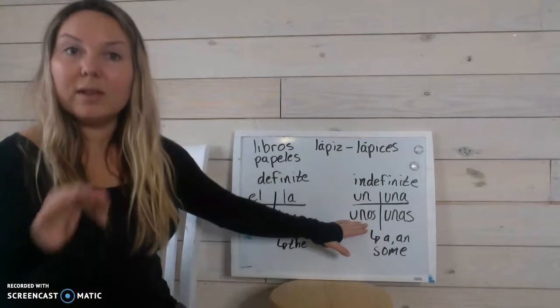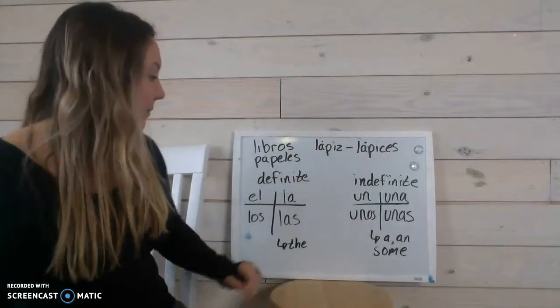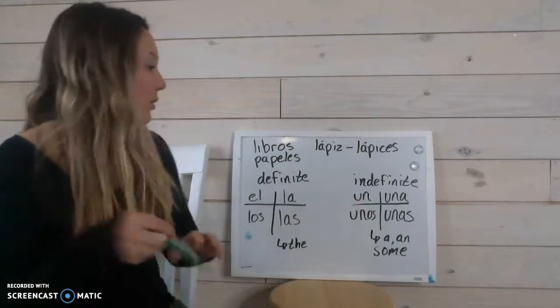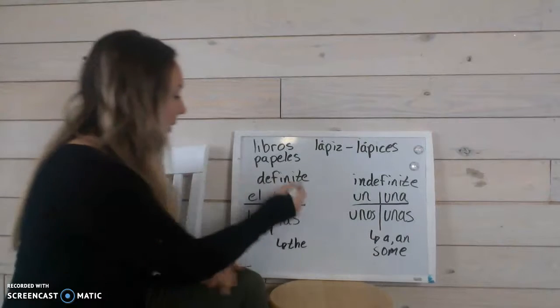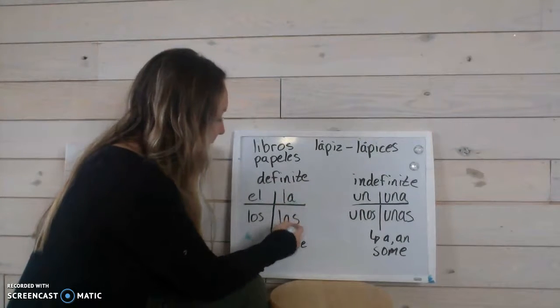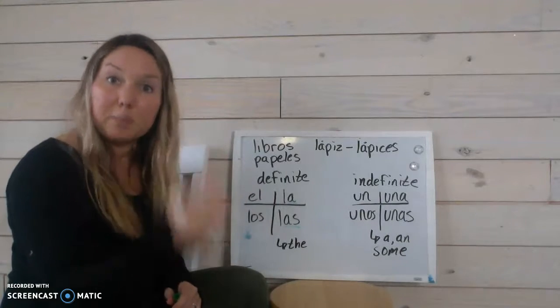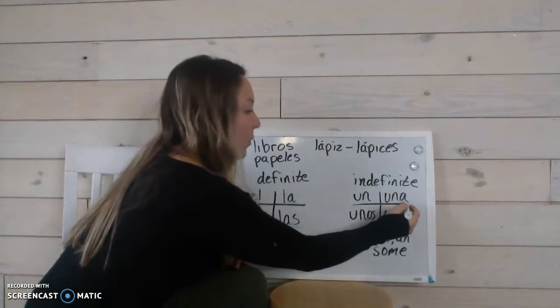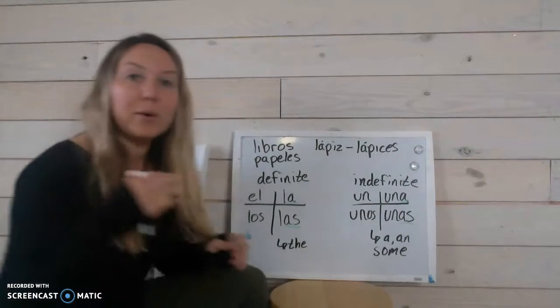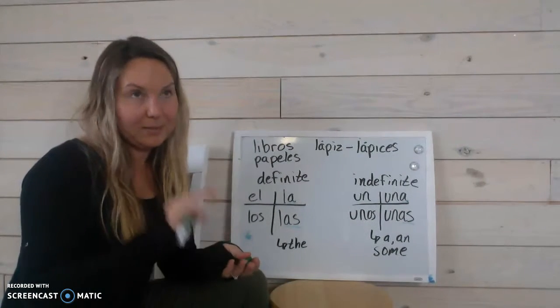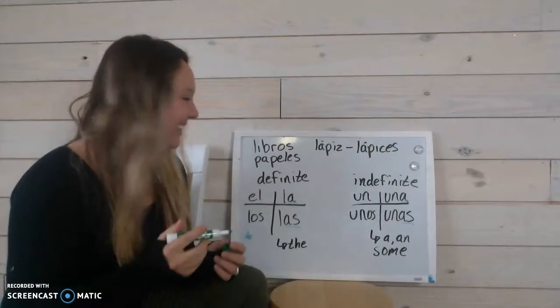Unos libros, some books. And you can see here that these endings match. So with la and las, you can see the A and the AS for the feminine and then feminine plural. Same thing here. Una and unas both have A's in them, so you know they're feminine. Feminine and then plural.